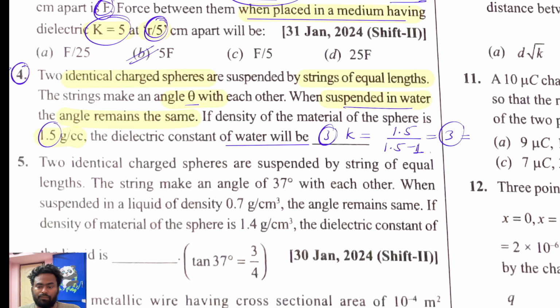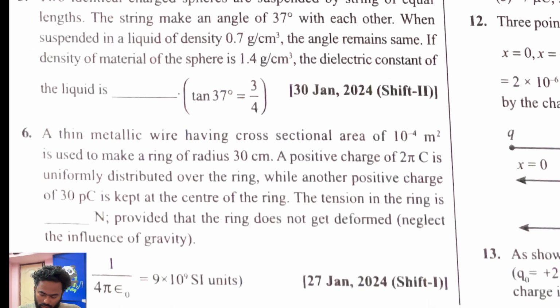Very important question. See it again, mug it up, but remember that. Next question.